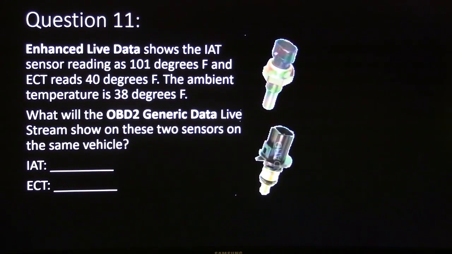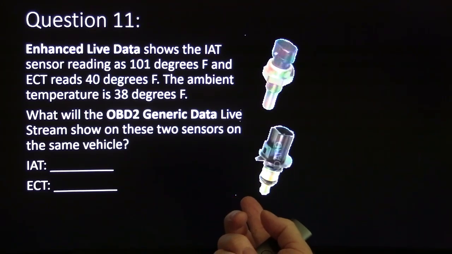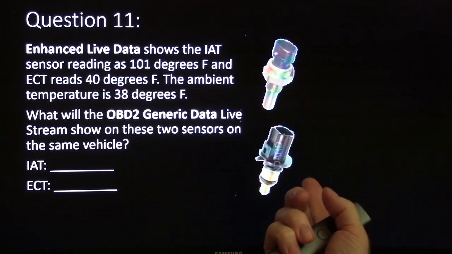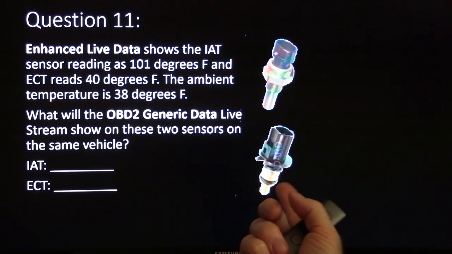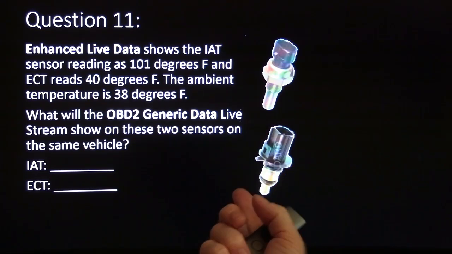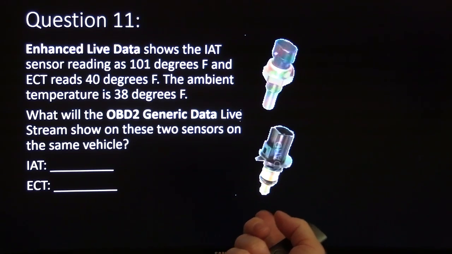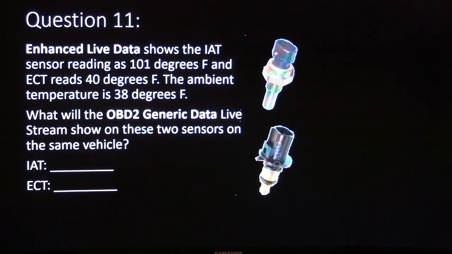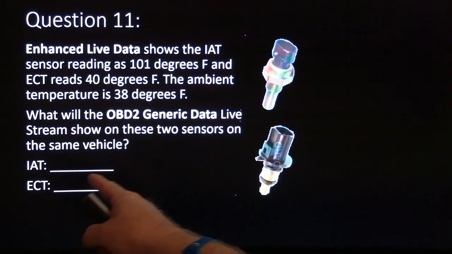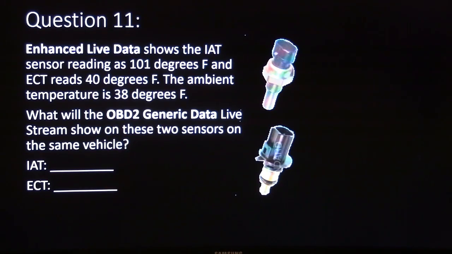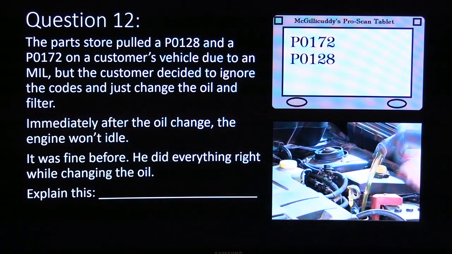Enhanced live data shows the intake air temperature sensor reading is 101 degrees Fahrenheit and engine coolant temperature reads 40 degrees. The ambient temperature is 38 degrees Fahrenheit. What will the OBD2 generic data live stream show on these 2 sensors on the same vehicle? There's your place where you write your IAT, and there's your ECT.